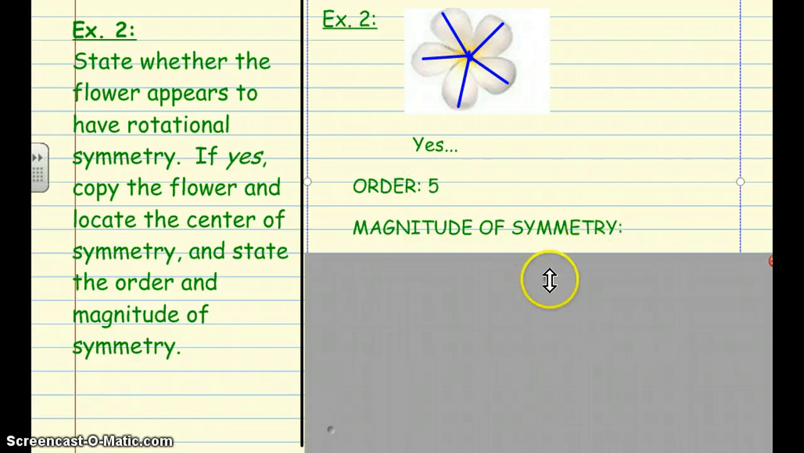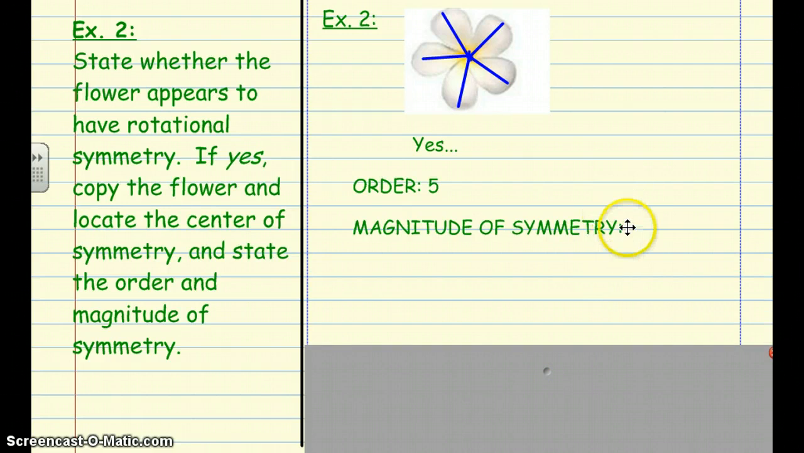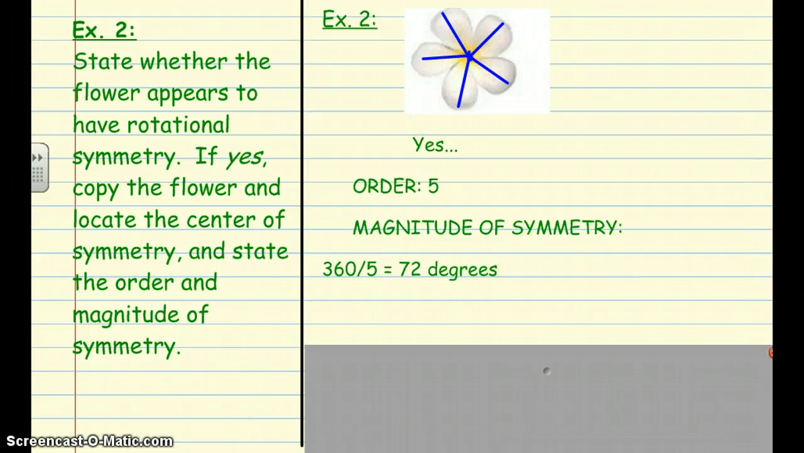Okay, and again, we talked about the fact that in order to find the magnitude of symmetry, we have to take 360 degrees and divide it by 5. And what do we get? We get 72 degrees. So what that's saying is if we were to take this flower and rotate it 72 degrees in any direction, in either clockwise or counterclockwise, that flower would match itself up. So there's the 72 degrees angle of symmetry, or angle of rotation, excuse me.